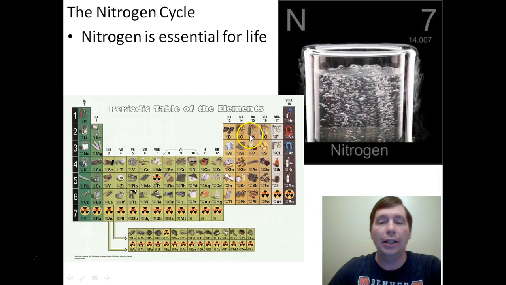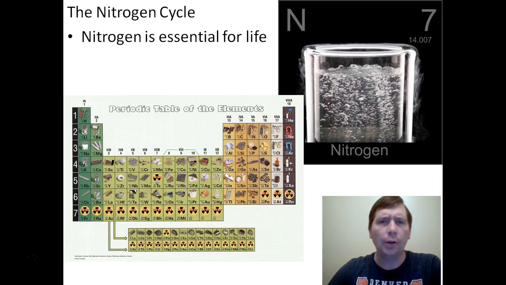So nitrogen is one of the elements required for living things. It has 7 protons, 7 electrons, and in most cases nitrogen is a gas. Some of you may have seen nitrogen before as liquid nitrogen. You can make nitrogen a liquid, but you have to get it really, really cold to do that. So why do we need nitrogen?